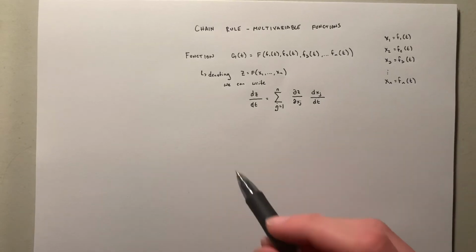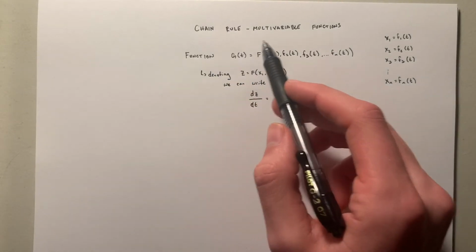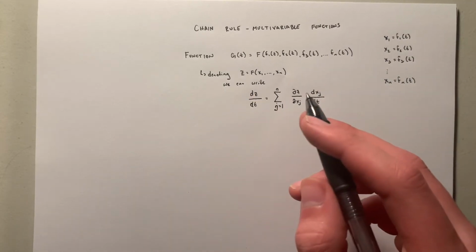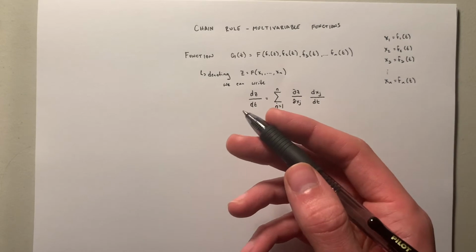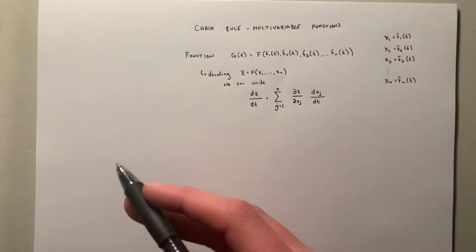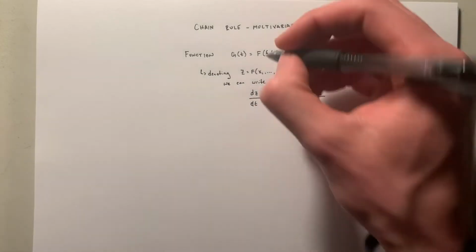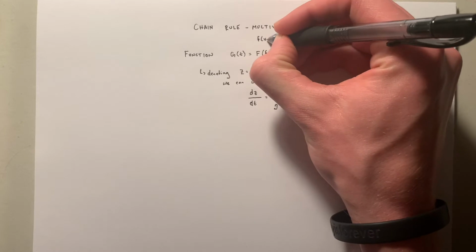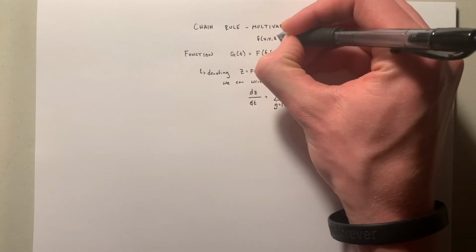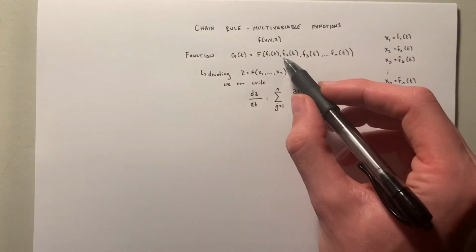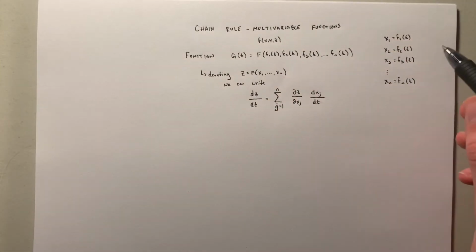I wanted to talk about the chain rule and multivariable functions. This is a function that could be f of x, y or f of x, y, z, up to as many variables as you like, and it can be noted simply. So let's say your function is f of x, y, z. All these things within the argument, x, y, z, are each going to be their own functions.